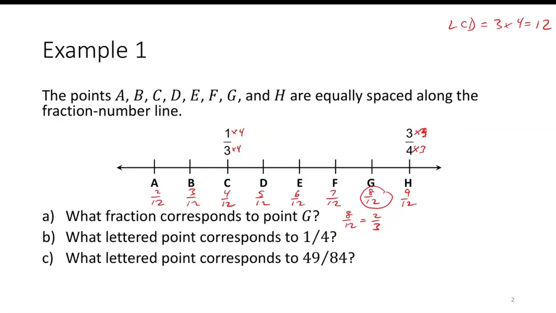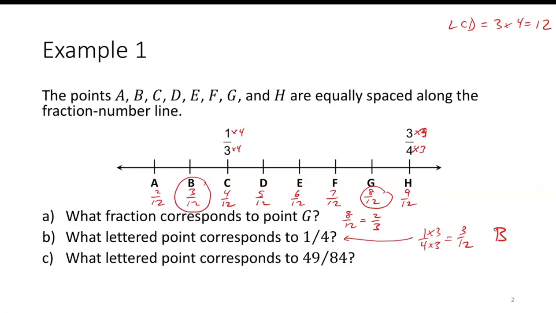What lettered point corresponds to 1/4? Well, 1/4, if I multiply the top and bottom by 3 to get the 12ths, that's 3/12. That matches with B. So B would be the answer for part B.